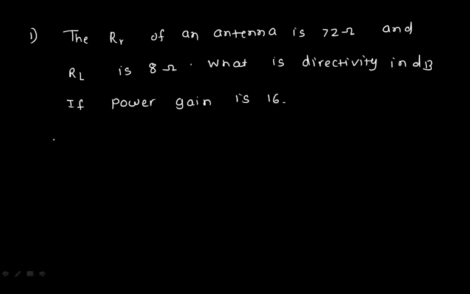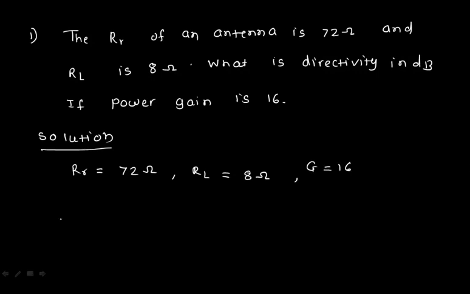So I need to see what is given in the problem. First I can straightforwardly write RR is 72 ohm, RL is 8 ohm, and the gain is given, that is 16. So how are you going to calculate the directivity based on this? First I know that the formula says G is equal to KD. To understand the gain, I must understand what K is and what D is. Here we need to find the directivity, so D is equal to G by K.